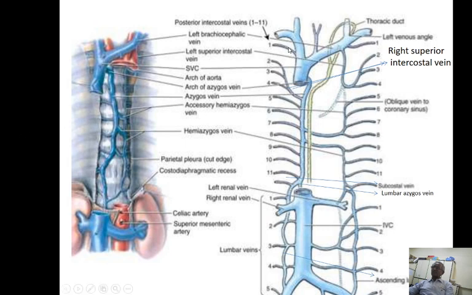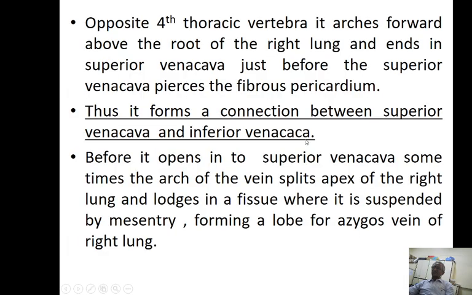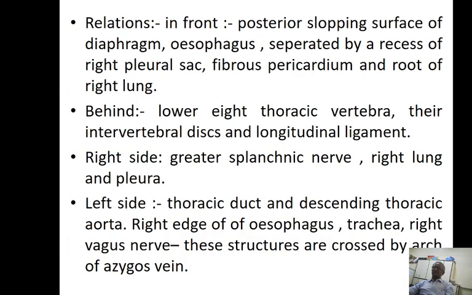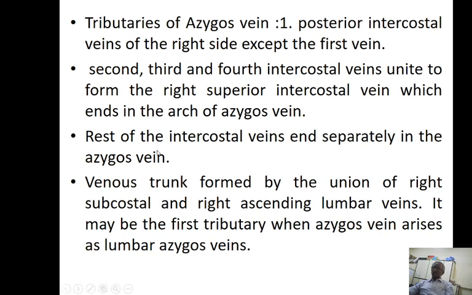Here the first vein joins the superior vena cava, the second, third and fourth form the right superior intercostal vein, which joins the azygos vein, and the fifth, sixth, seventh, eighth, ninth, 10th and 11th all join directly the azygos vein. The rest of the intercostal veins end separately. The venous trunk formed by the union of the right subcostal and right ascending lumbar vein may be the first tributary when the azygos vein arises as the lumbar azygos vein.